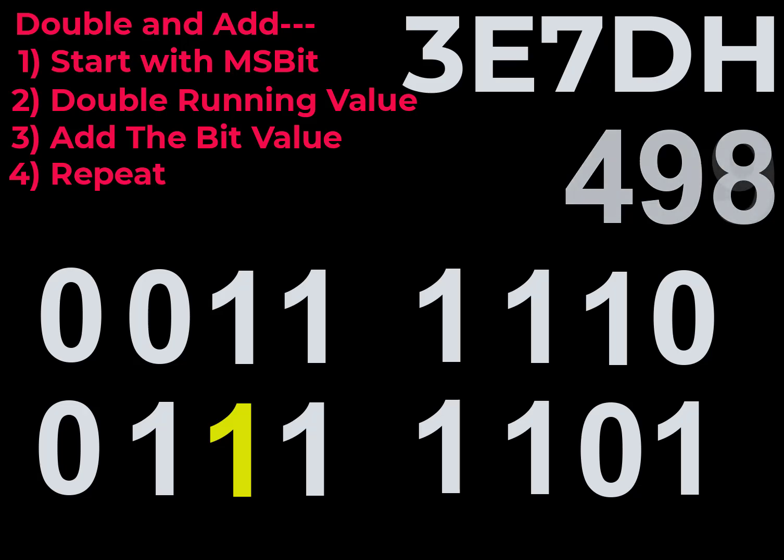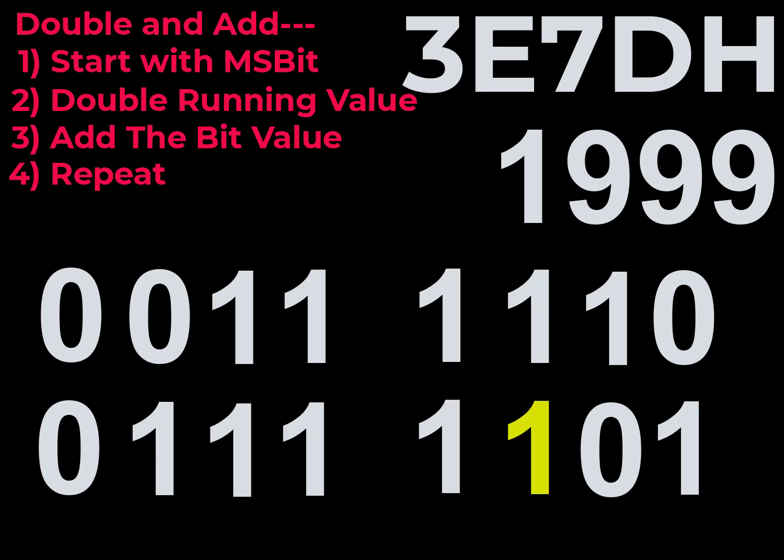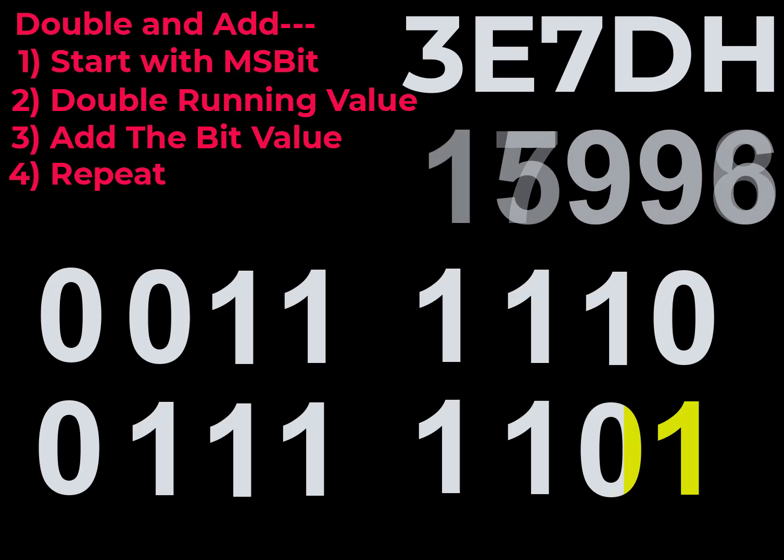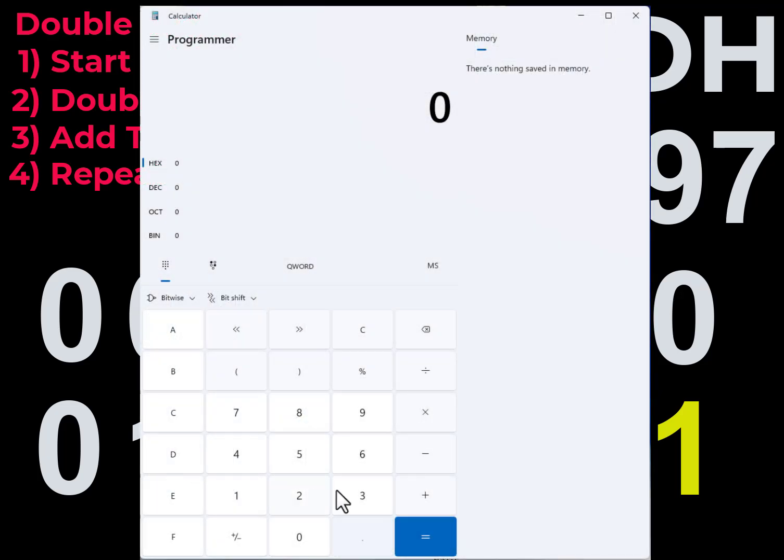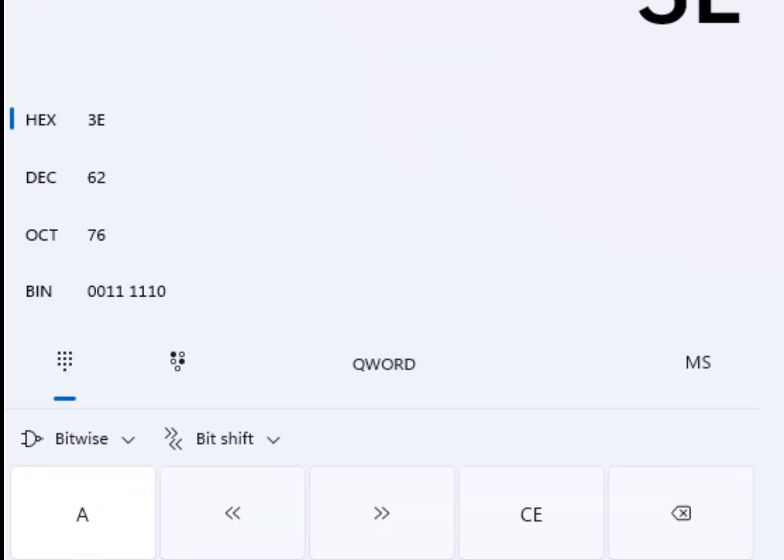498 plus 1 is 499. Double to make 998, plus 1, 999. Double to make 1998, and 1 is 1999. Double to make 3998, and 1 is 3999. Double to make 7998. Add 0, double to make 15996, and add 1 to make 15997. So let's put it in the Windows calculator to check. 3E7D is 15997 in decimal. Well done.